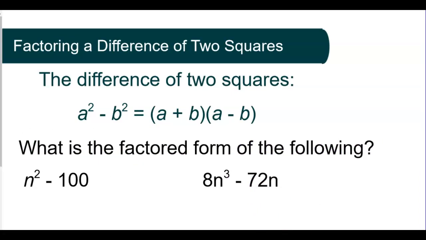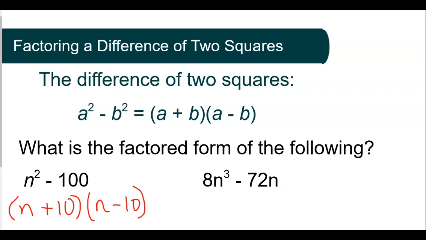And then we had the difference of two squares, a squared minus b squared. Remember, that will factor to a plus b times a minus b. So my first example, n squared minus 100, I see those are two perfect squares. I can factor this, n squared is going to become n, and then minus 100, the square root of 100 is 10. But how do I get negative 100? It's going to be a positive 10 times a negative 10.